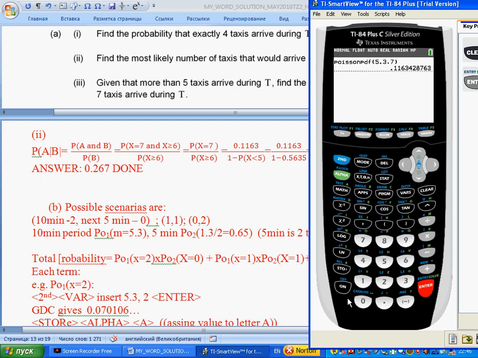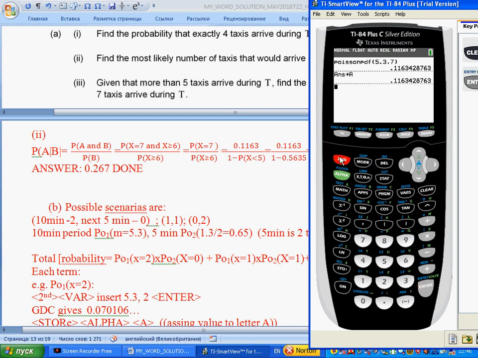So we do the following. We press button store. For example, we want to assign to letter A. So letter A we insert this way, alpha A. And then we press enter. So now A has this value.